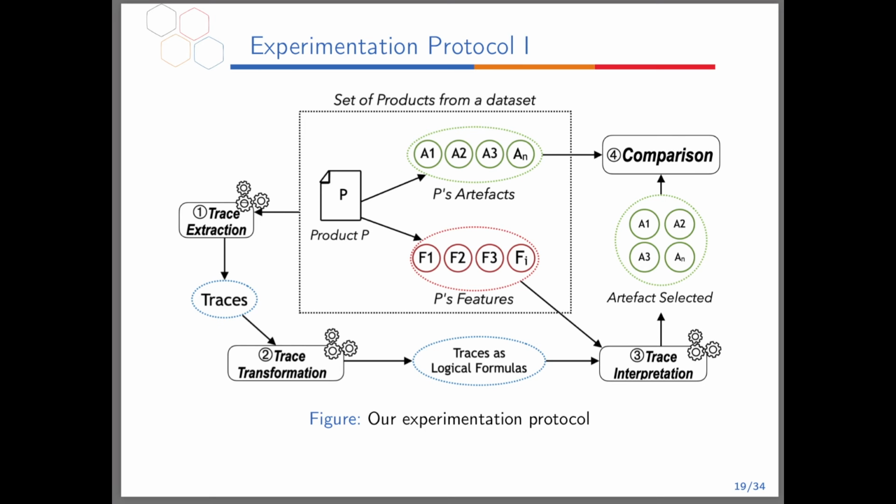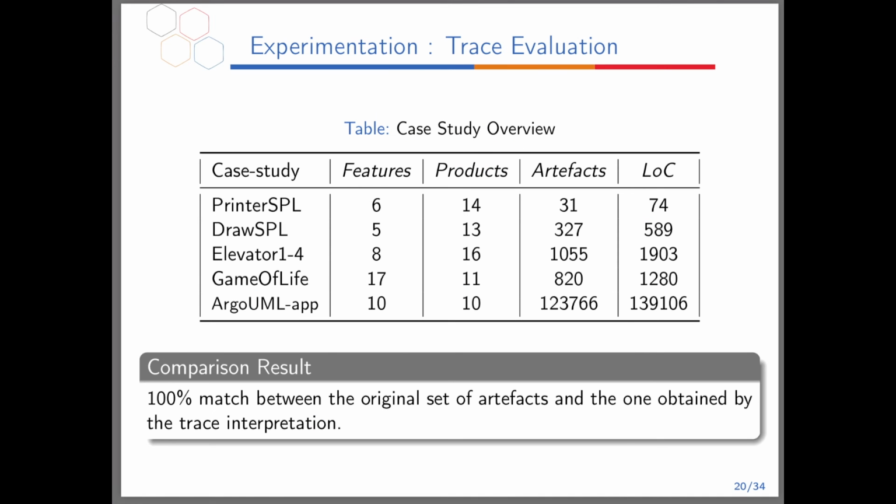Moreover, it should include the feature interaction implementation of the original product. Each trace logical formula can be interpreted using the feature mentioned by the original product. We run this extraction and comparison over 5 case studies found in the literature. Each product has different configuration that we have included in our result folder. We have obtained a 100% match between the set of artifacts from the original product and the one obtained after having interpreted the extracted trace.